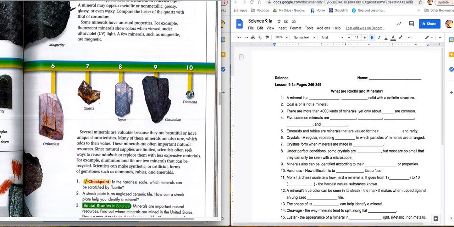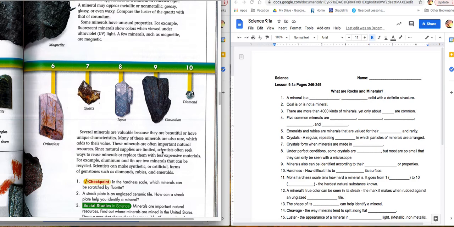Last but not least, several minerals are valuable because they are beautiful or have unique characteristics. Many of these minerals are also rare, which adds to their value. So we're trying to figure out what makes them worth more than others. Number 18, it says minerals are valuable because they are beautiful. That's your gemstones, guys. If you want another credit, you could circle the word minerals. You can see I made a capital I in there instead of a lowercase I. And then the second blank, guys, is what we talked about. They're also rare.